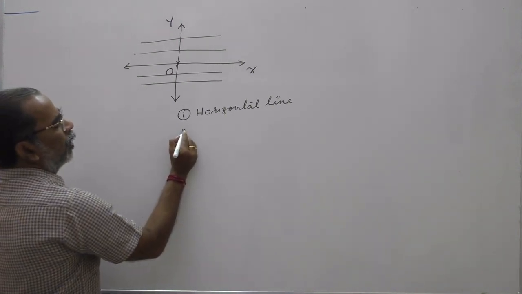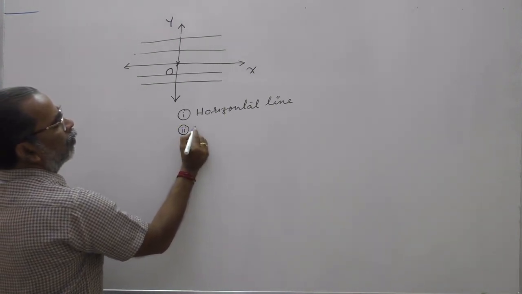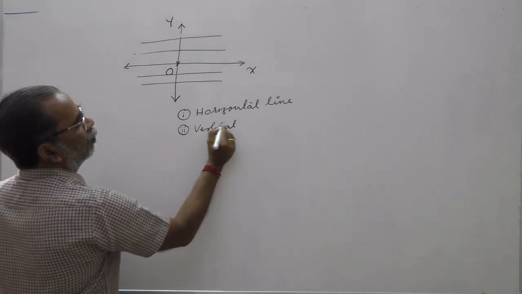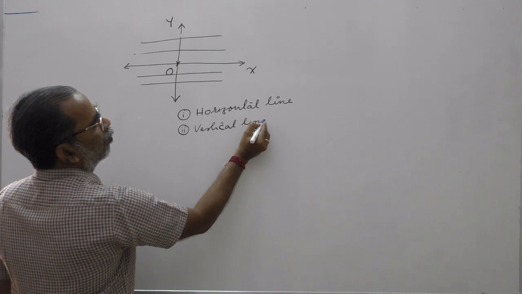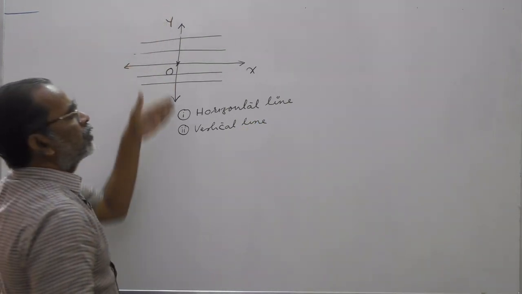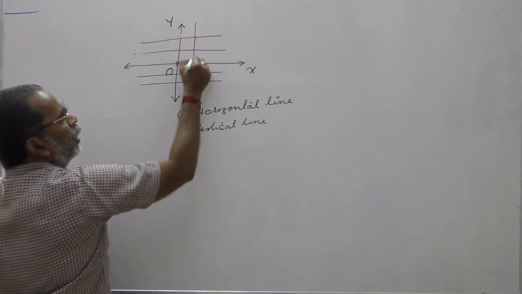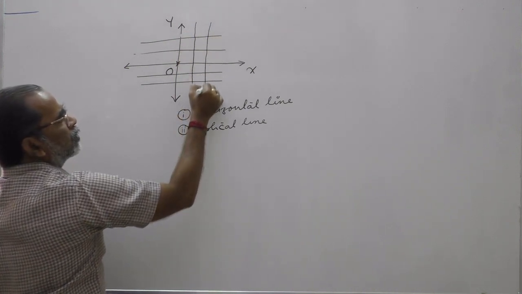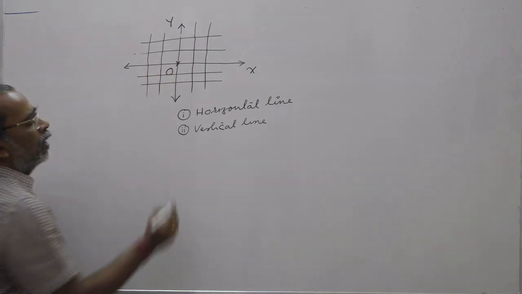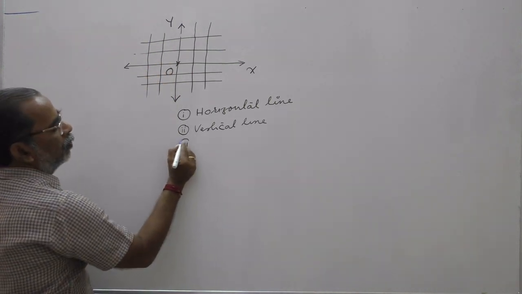Next type of lines, vertical lines. What are vertical lines? Y-axis itself and any line parallel to y-axis. All these are vertical lines.